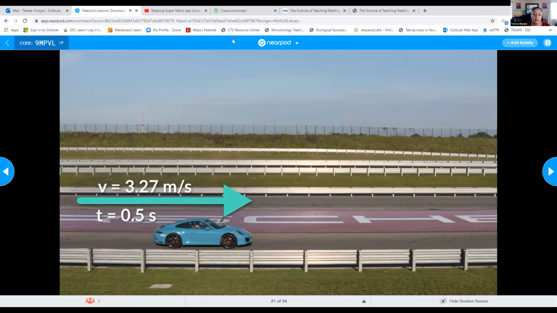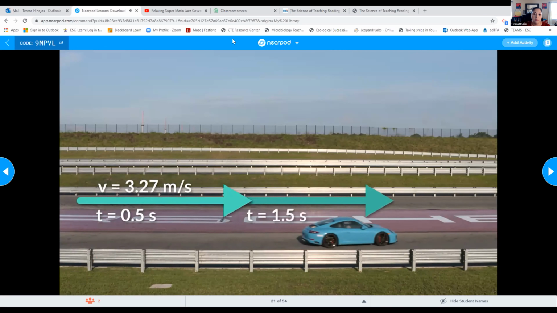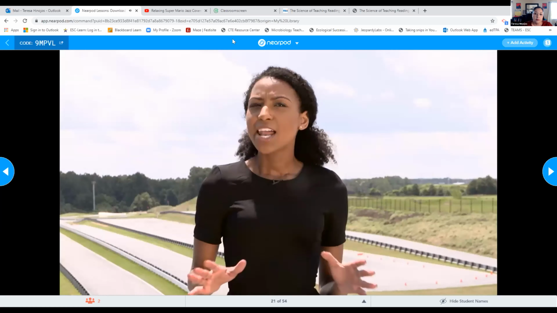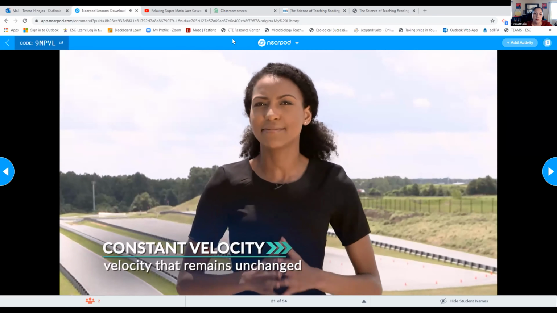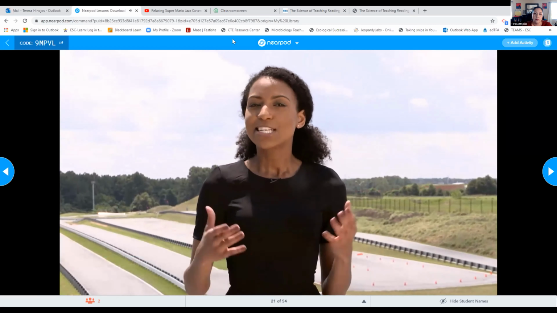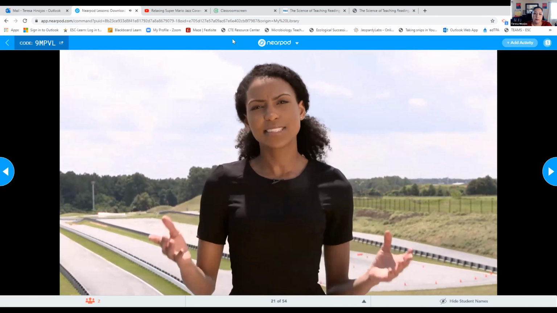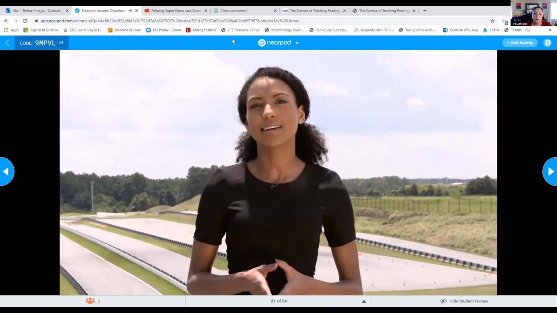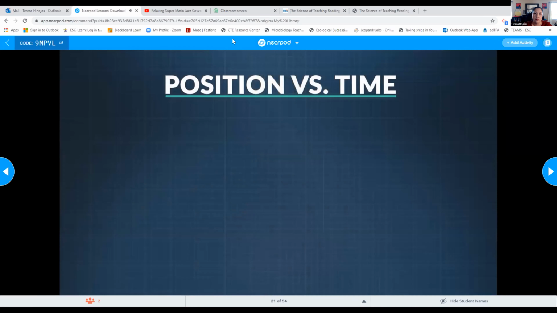As the car speeds up, its velocity increases. What if we sped up to right here at 1.5 seconds? Its instantaneous velocity is now 9.81 meters per second to the right. Remember, the instantaneous velocity is the velocity of an object at a specific moment in time. Another important term to know is constant velocity, which is what we call unchanging velocity. Okay, so we've learned what velocity is, whether it's average, instantaneous, or constant. But how do we represent it?